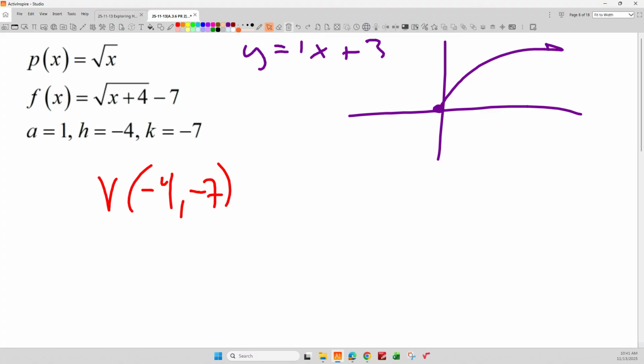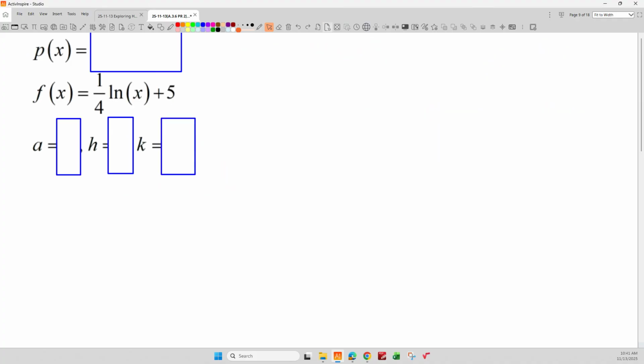Okay, I'm going to really challenge you. Here's some very weird ones. You don't even know what this function is. But can you guess what the parent graph, what is the parent function?